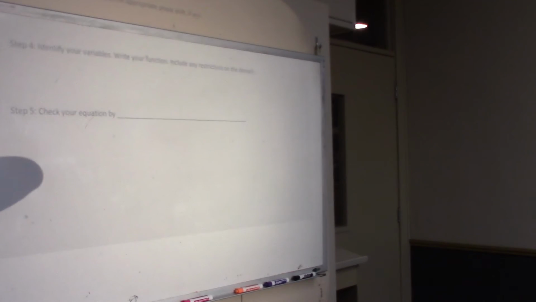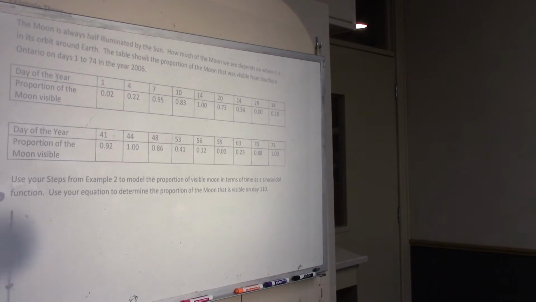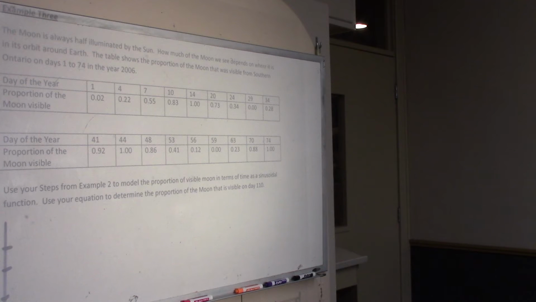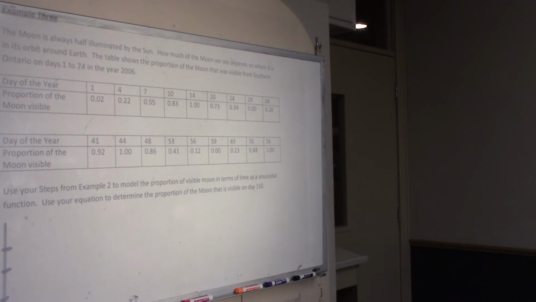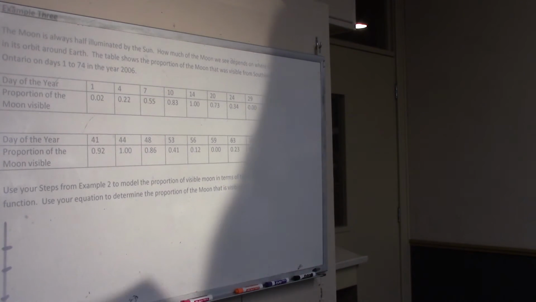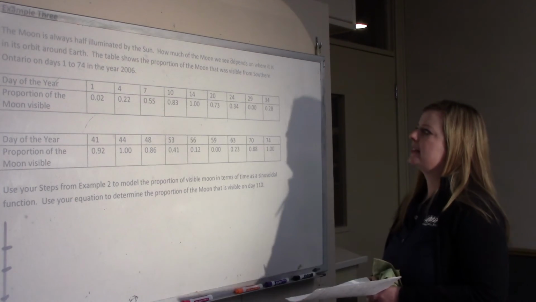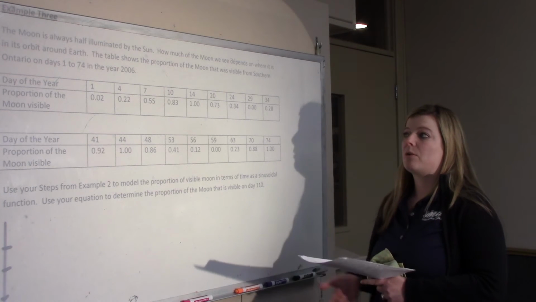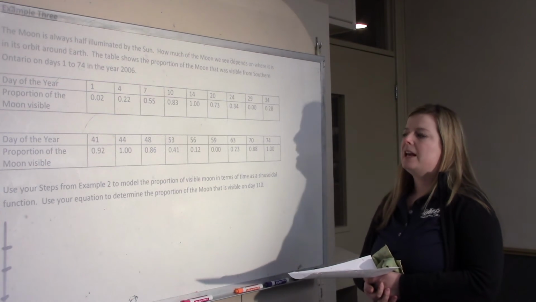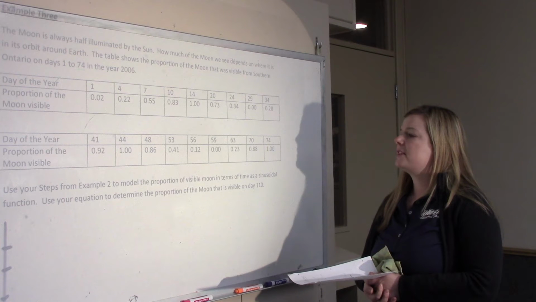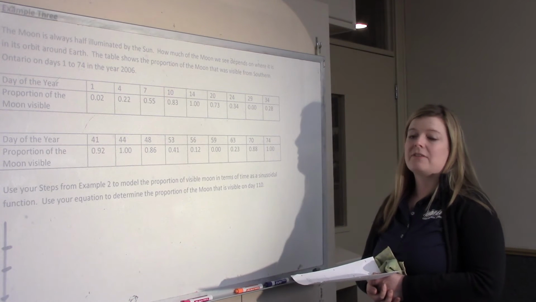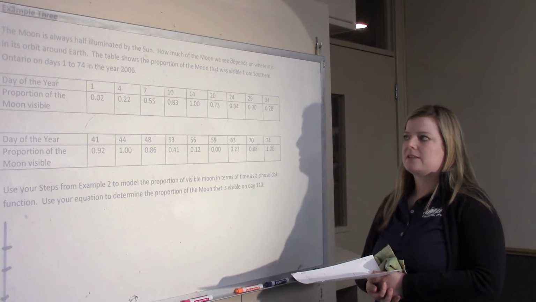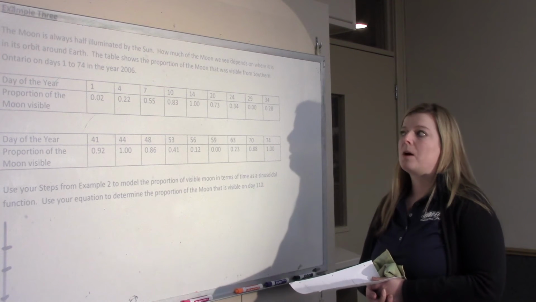Okay, so now we're going to get on to another one with a table of values, but this is a bit more applicable to the real world. So I'm going to read this first, and then I'll get on to my chart. So the moon is always half illuminated by the sun. How much of the moon we see depends on where it is as it orbits around the Earth. The table shows the proportion of the moon that was visible from southern Ontario on days 1 to 74 in the year 2006. So we'll assume day 1 was January 1.